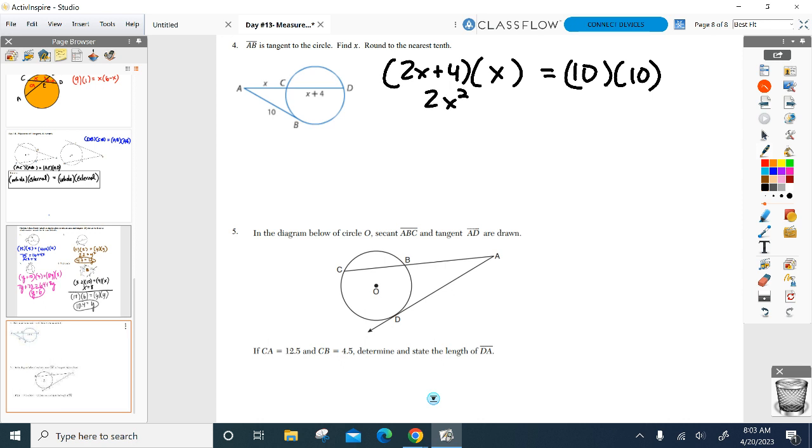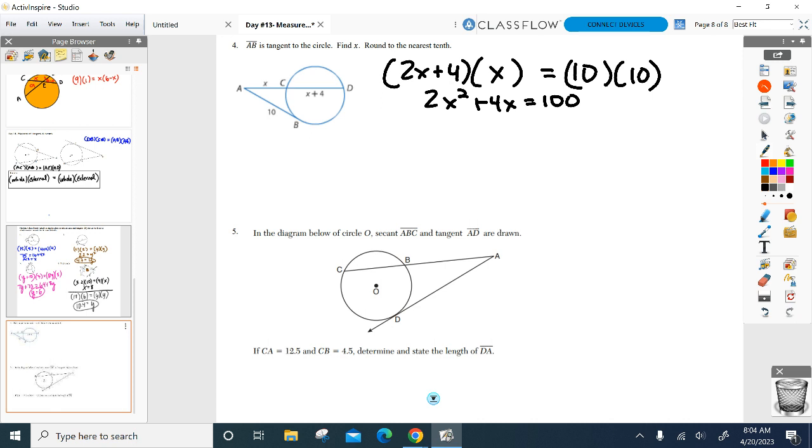(2x squared plus 4x equals 100. Oh boy, how about this? I haven't seen this. We do have an x squared and an x in the same equation. So probably thinking about factoring, right?